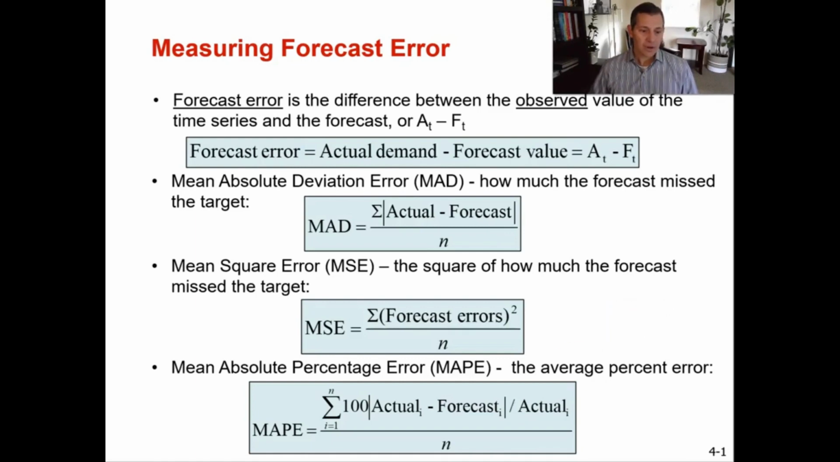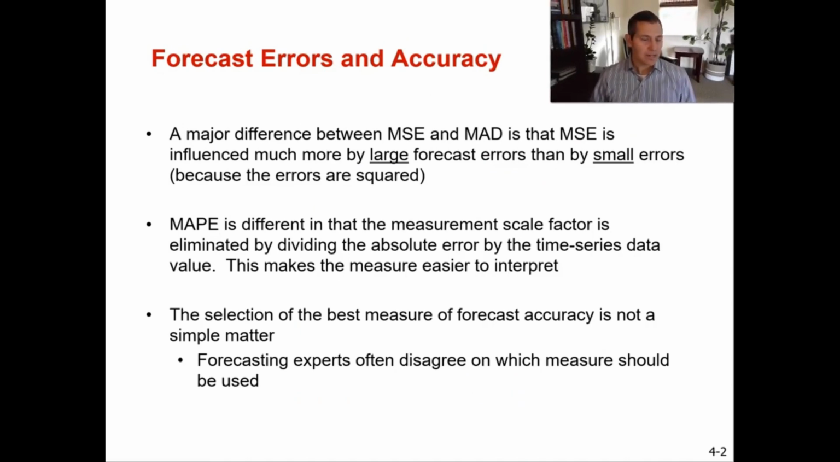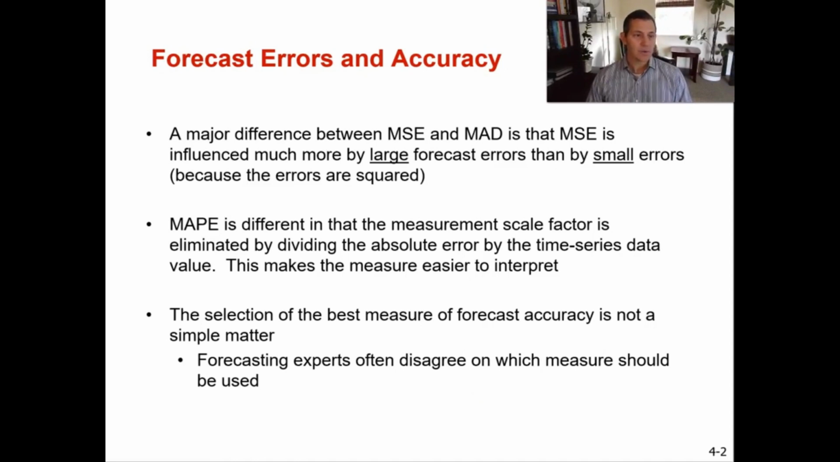When we measure forecast accuracy and forecasting errors, a major difference between the mean squared error and the mean absolute deviation is that the mean squared error is influenced much more by large forecasting errors than by smaller ones, because we're squaring those errors. We're taking whatever our errors are and squaring them, and that's the difference between the mean absolute deviation and the mean squared error.